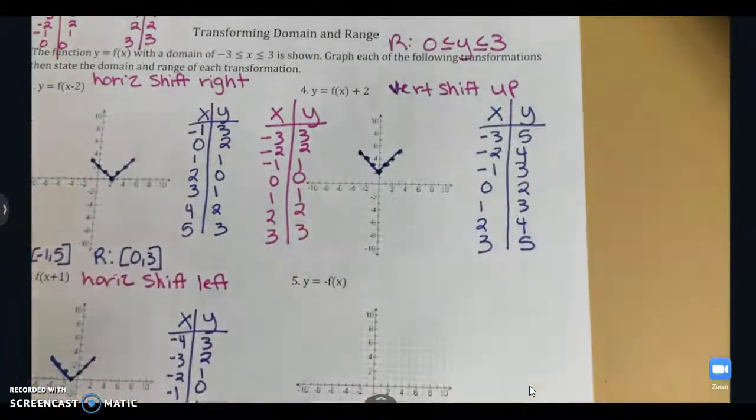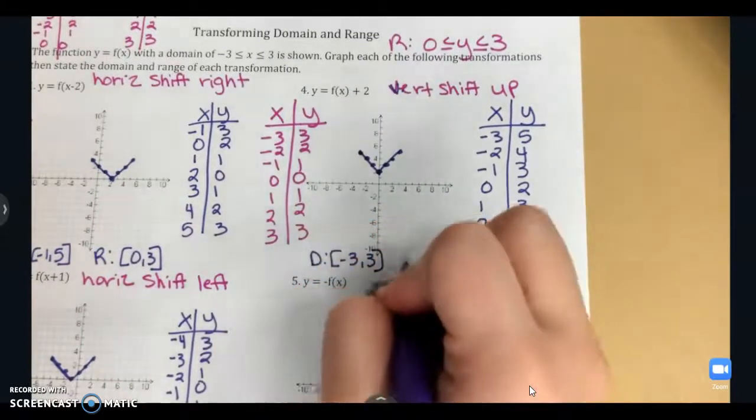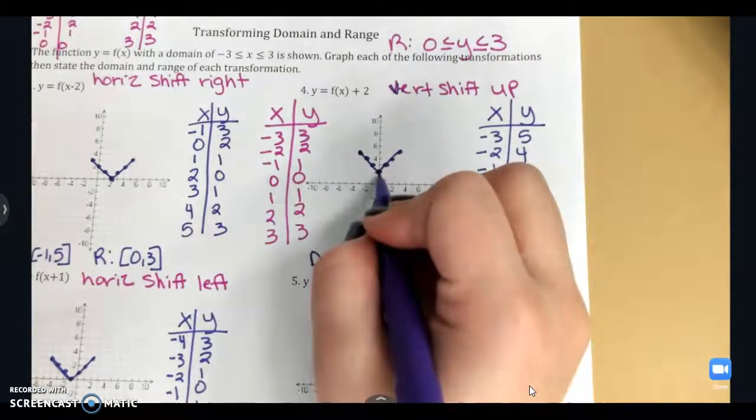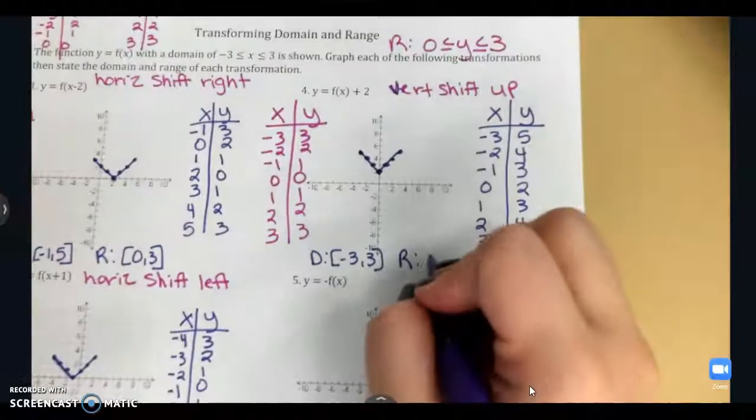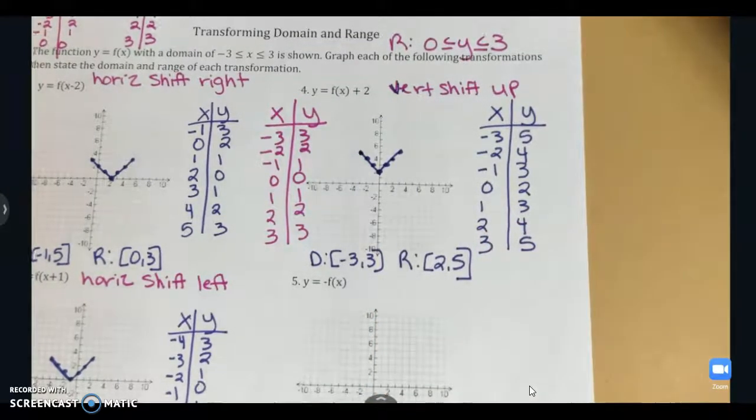There's my transformed function. My domain is from -3 to +3, and my range is now from +2 to +5. So vertical shift changes our range. Number 5.